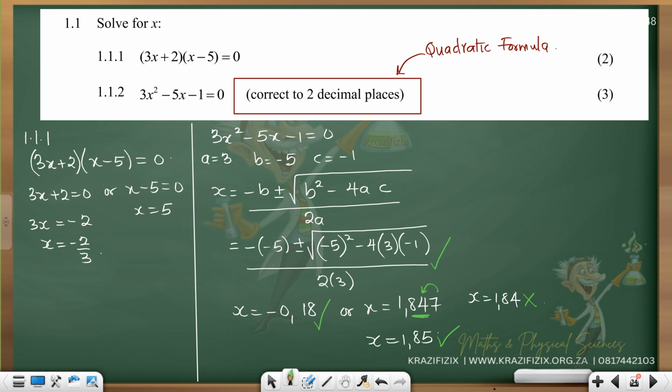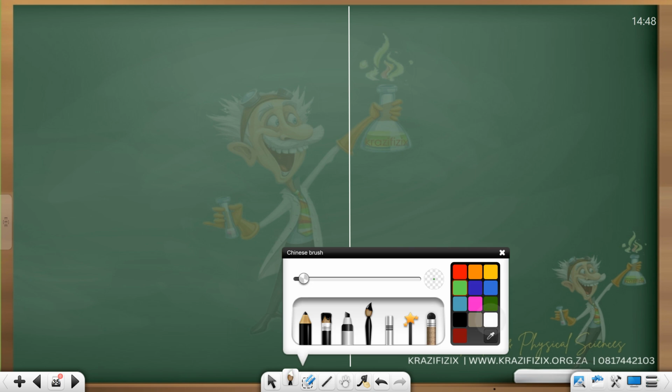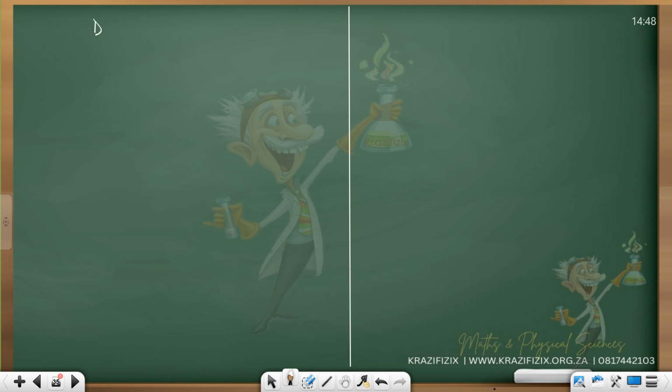Already everybody, 5 marks is in. Now, let's move on quickly to what I call a disguised trinomial. This is common. It doesn't look like a trinomial.